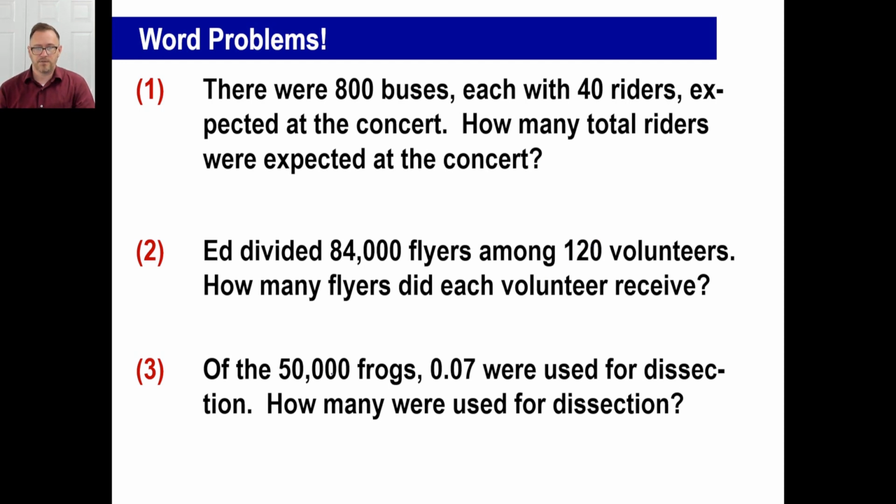All right, 50,000 frogs, 0.7 used for dissection. How many for dissection? You know your trick now, right? In other words, what is 0.07 of 50,000? And of course, that's multiplying, right? So to do that, you move it over twice, that's going to be a 7. 500 times 7 is 35 with 2 zeros.